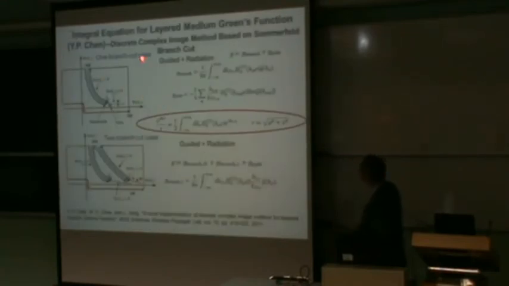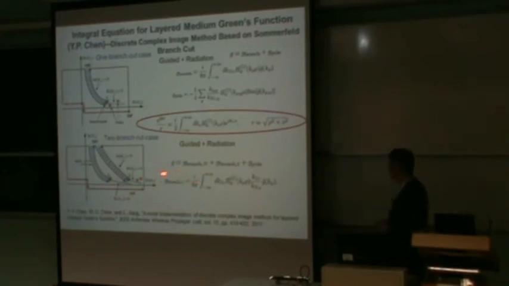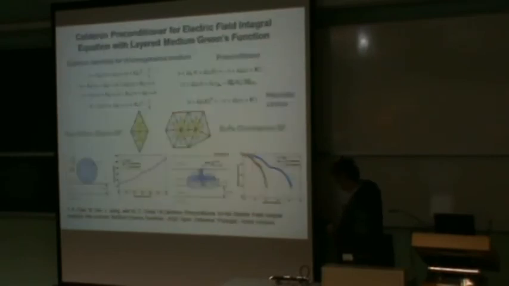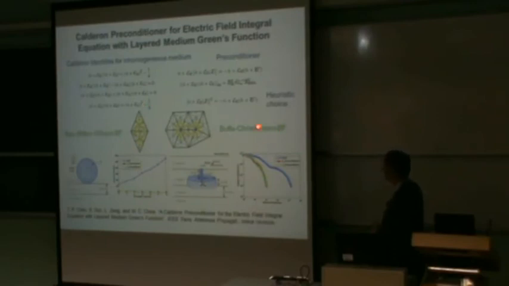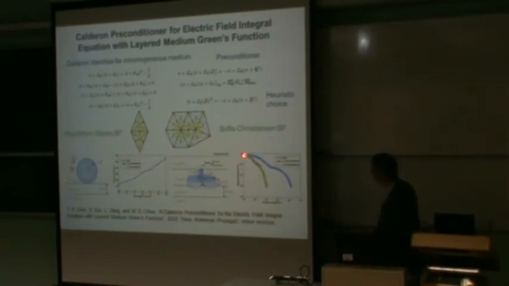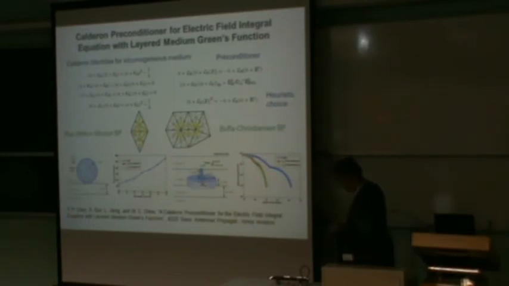And this is some work done by Yongping Chen on layered medium Green's function. Layered medium Green's function is extremely complicated, and you can do a lot of contour deformations and that kind of thing, and it's very difficult to do, but he was able to do it and get his PhD from Hong Kong U. Furthermore, he added some of these preconditioners to make his work work better, the Calderon preconditioner, sometimes called the Calderon multiplicative preconditioner as well. And he has to define a very special kind of basis function called the Buffa-Christiansen function or the Rao-Wilton-Glisson function. As a result, he can also improve the convergence of his method by doing this kind of thing.